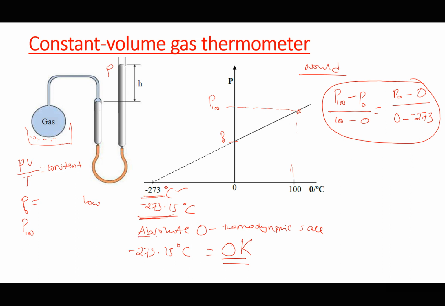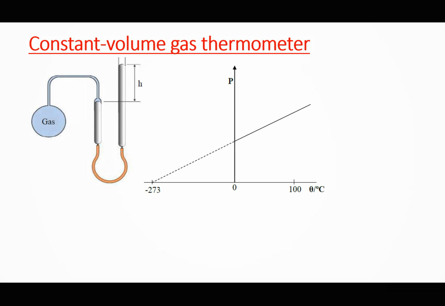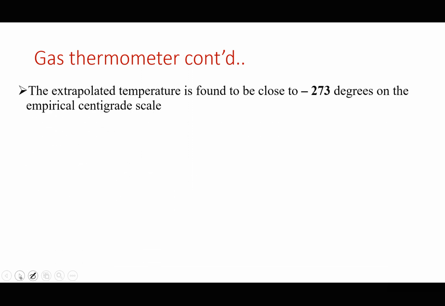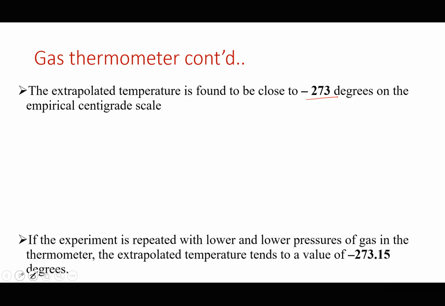I mentioned that we call it absolute zero on the thermodynamic scale. It is called absolute zero because it does not depend on any thermometric property or any thermometric substance. Let's see the absolute scale of temperature in detail. First of all, we have seen in the previous explanation that the extrapolated temperature is found to be -273 on the centigrade scale.